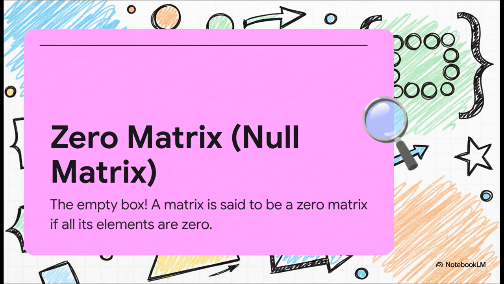And finally, the easiest one of all, the zero matrix. Sometimes it's also called the null matrix. It's basically the empty box. Why? Because every single element inside it is, you guessed it, 0.